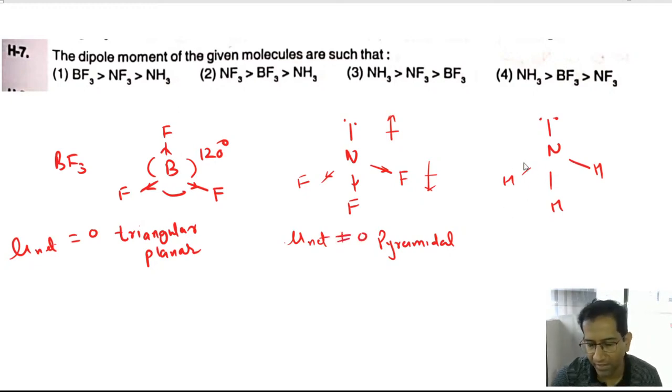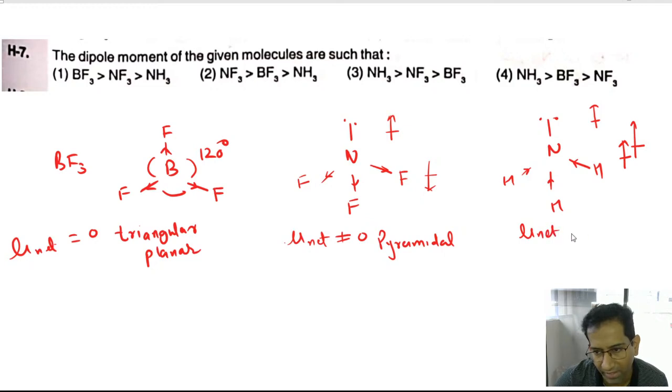While in case of NH3, nitrogen has higher electronegativity as compared to hydrogen, so the bonding electrons are attracted towards nitrogen. So these three bond polarities are towards the nitrogen, and the polarity of the lone pair is also in the same direction. So altogether the molecule is highly polar. So NF3 is also non-zero, but the polarity of NH3 is more.